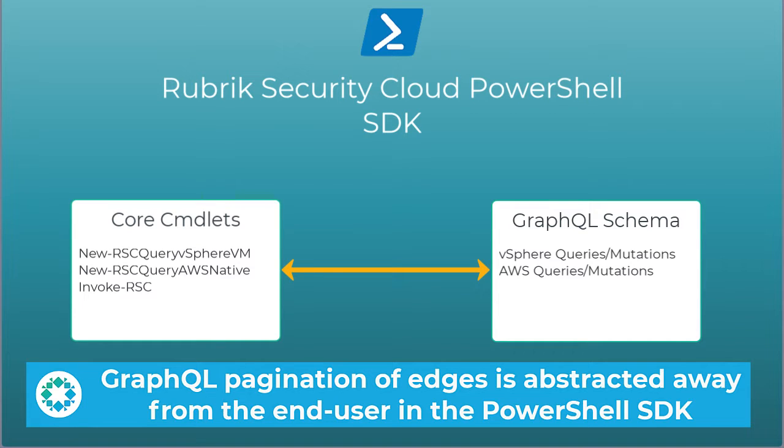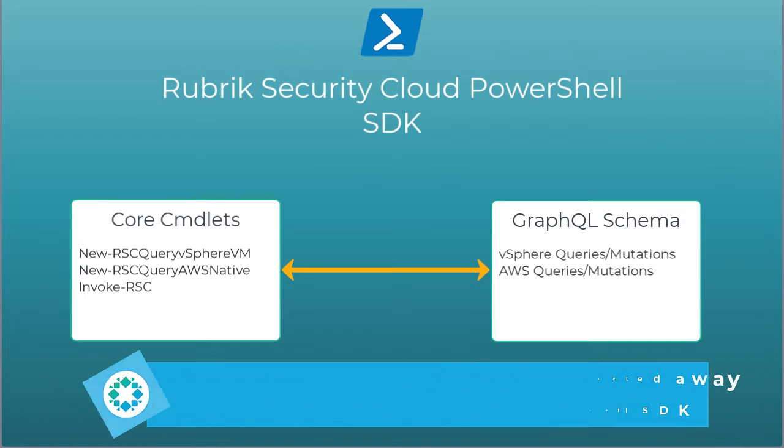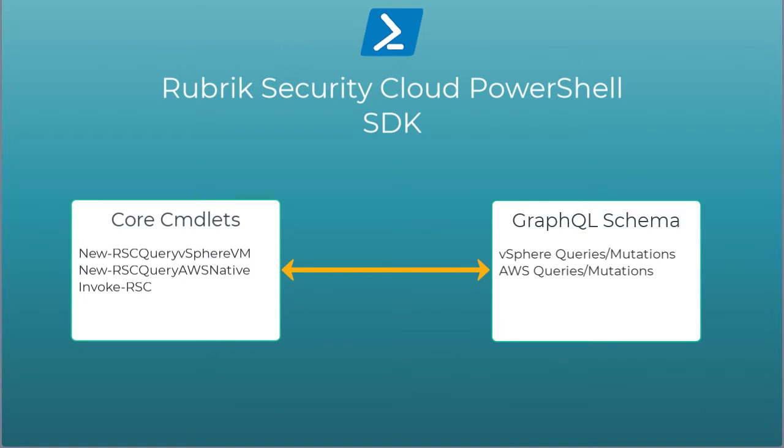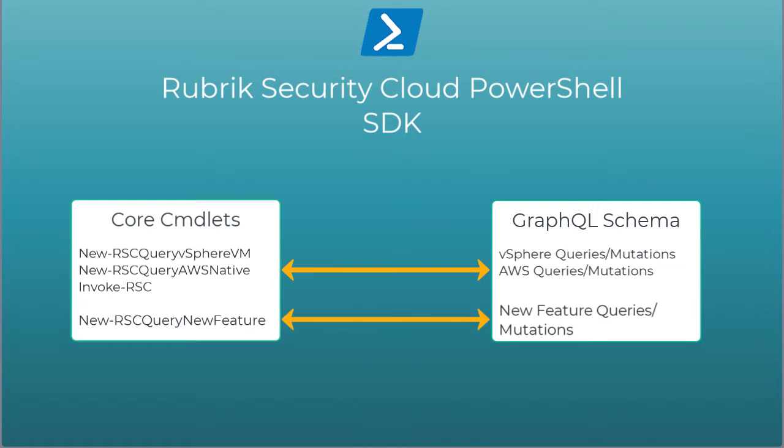Now, the point is, the core commandlets are auto-generated during the SDK build. This is super important in terms of functionality and coverage for the SDK itself. Meaning, when our API teams implement new GQL queries and mutations within RSC, the SDK automatically generates the ability to consume these queries using the core commandlets. No more waiting for Rubrik engineers to handcraft commandlets around new features. Furthermore, the core commandlets enable you to take advantage of GraphQL benefits and avoid overfetching by allowing customers to specify the exact fields they want to be returned.